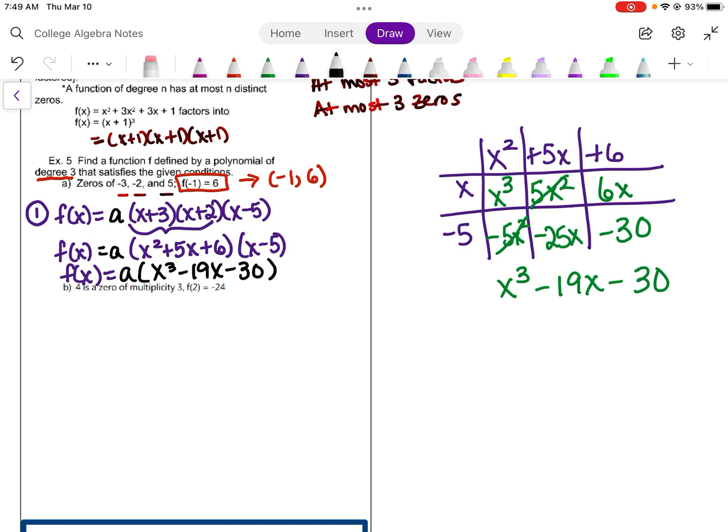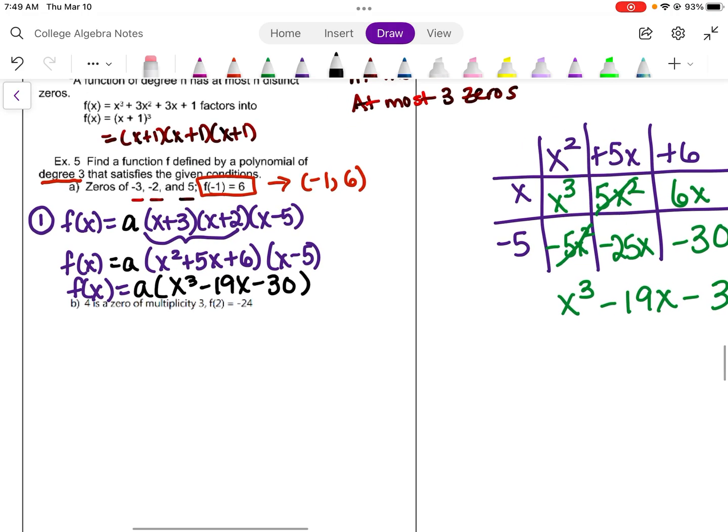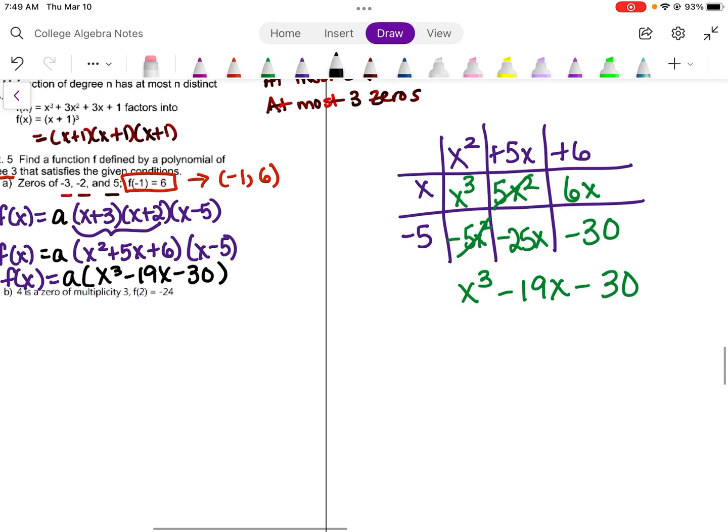Okay, let me just double check my work real quick, make sure I'm solid. I don't want any mistakes. I left my answer key to your notes at school, so I'm just going off blind faith here that I've got everything correct. All right, that is step 1.